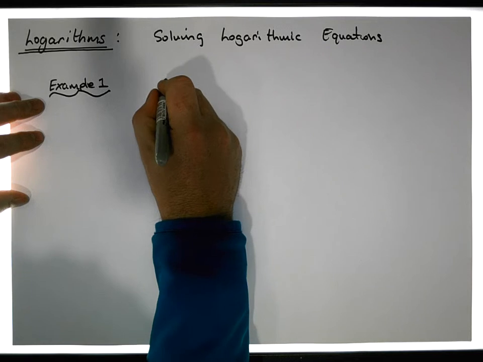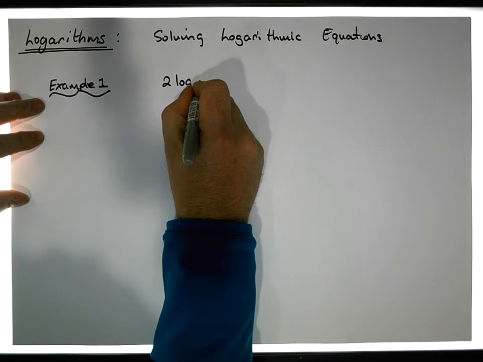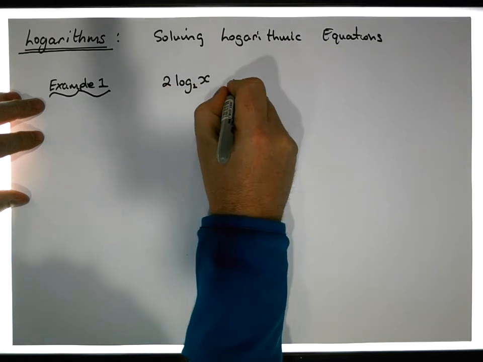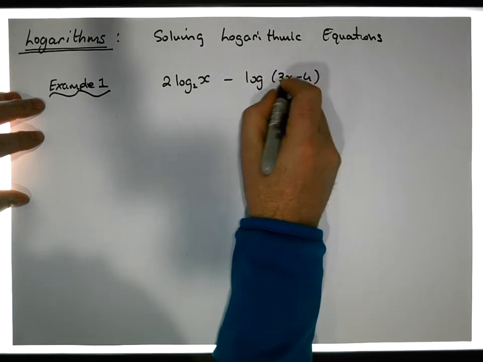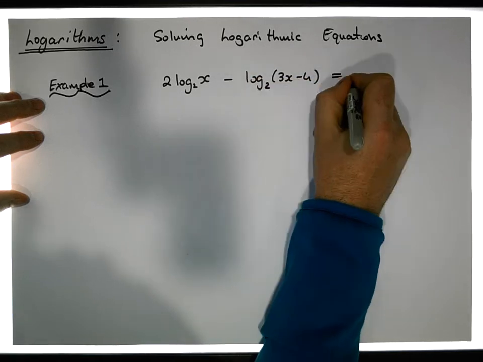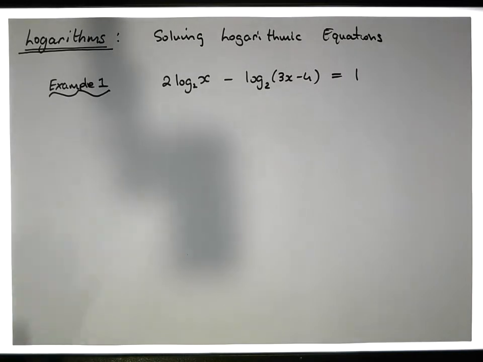So let's consider the following logarithmic equation. Let's say we have 2 log x to the base 2 minus log of 3x minus 4 to the base 2, and let's say for argument's sake that that's equal to 1. And what we'd like to do is solve this particular equation, if that makes sense.